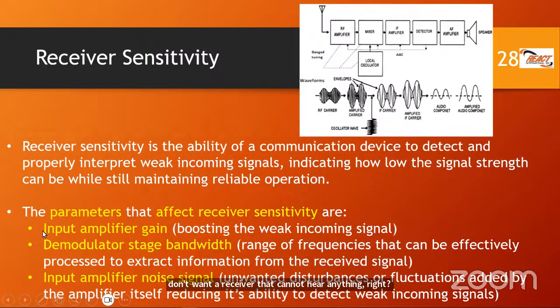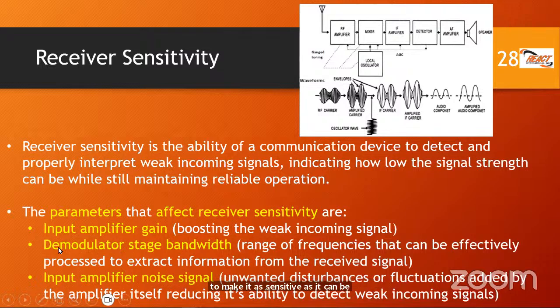So the first one is the amplifier gain for the input. And that simply means that you want to boost that weak incoming signal. So the stronger the gain of that first stage amplifier, if you look here, you see the RF amplifier, the stronger that is, the better or more sensitive your overall receiver will be. So you want a good amplifier, a good low noise amplifier as well. So that's one parameter with respect to the receiver to make it as sensitive as it can be.